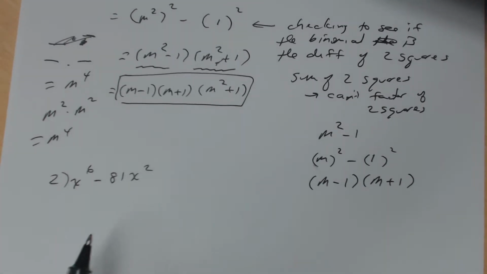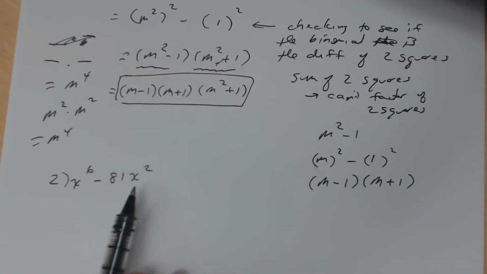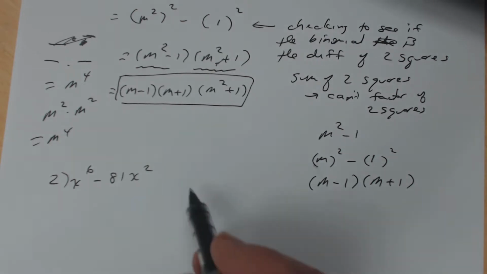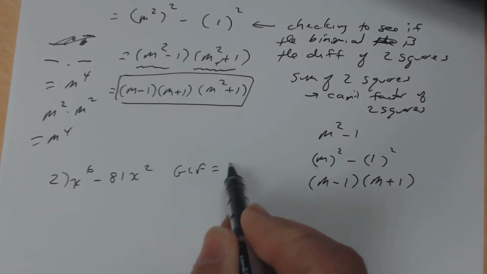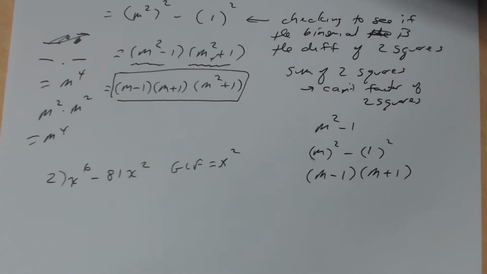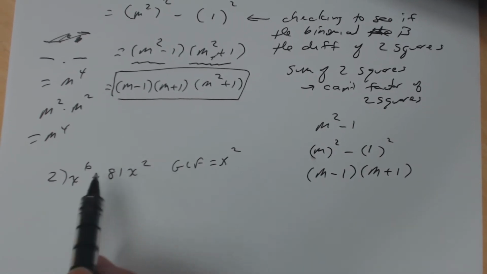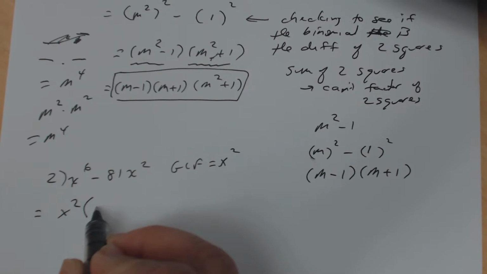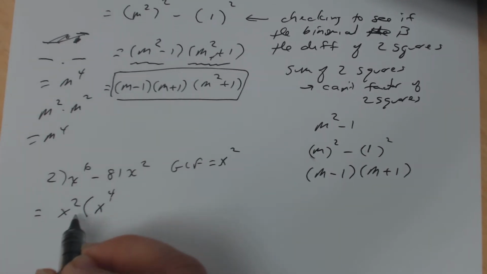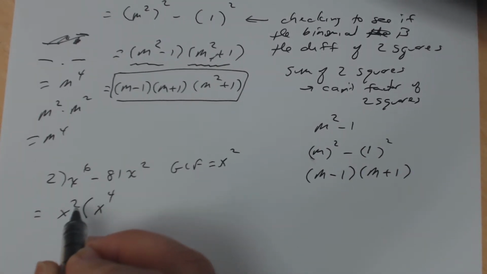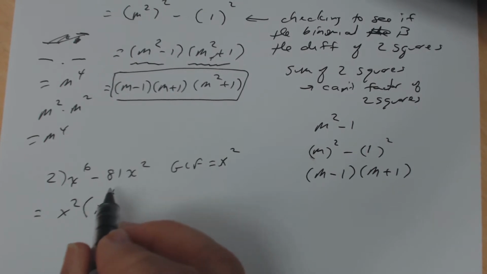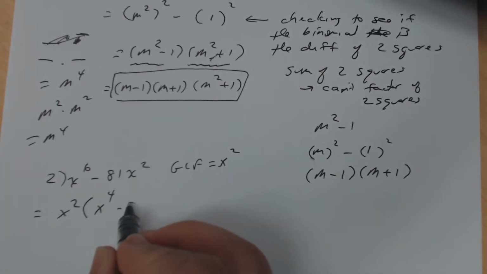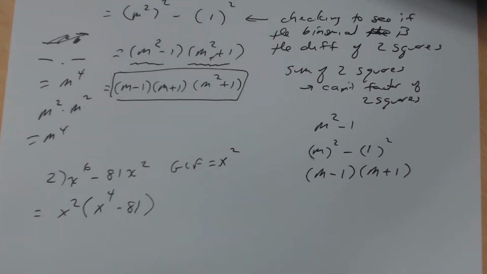Okay, so just as before, you want to look for a GCF. The GCF here is x squared. So you want to factor out the GCF x squared. So I get x squared times x to the 4th, because x squared times x to the 4th is x to the 6th. When you multiply like bases, you add exponents. 2 plus 4 is 6, minus 81. So that's what I get.